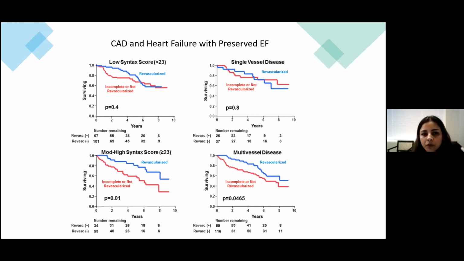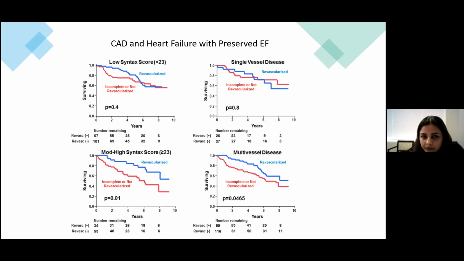The whole purpose of putting this in this talk is that CAD, as we looked back in the epidemiology when we touched base on that, is a very significant risk factor. These patients will continue to decline in their LVEF. So regardless of their LVEF being preserved right now, if they're not treated, they'll continue to decline.